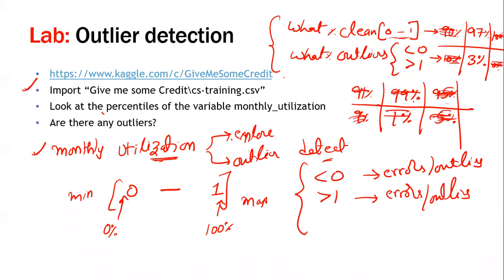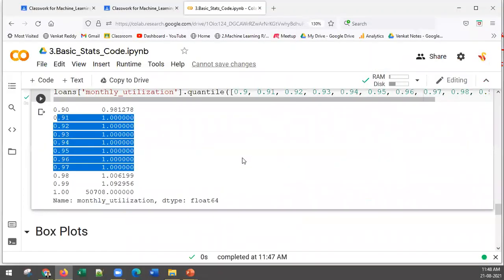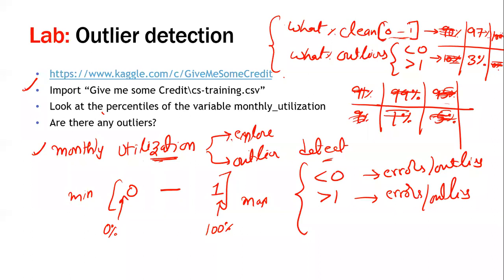91.9 and all that. So the right answer is that the data is clean because it is within the limits. It is within 0 to 1, both included. Greater than 1 is 3%. The final answer would be 97% clean, 3% outliers.